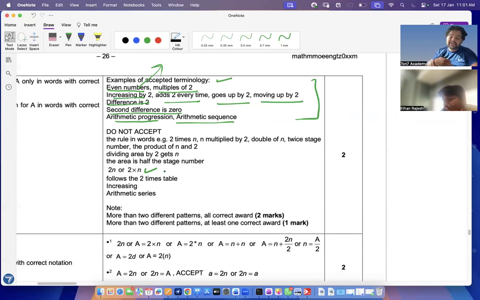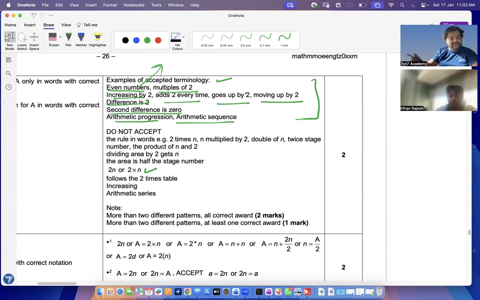You have been asked to describe the pattern. Describe the pattern means from one point to another point, what you're doing to reach the next term from the previous terms. How do you connect the next term from the previous terms? Agree? These are all multiples of 2, increase by 2, add 2 every time, goes up by 2.